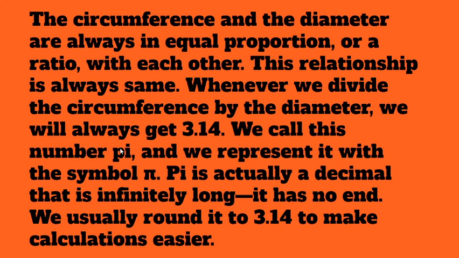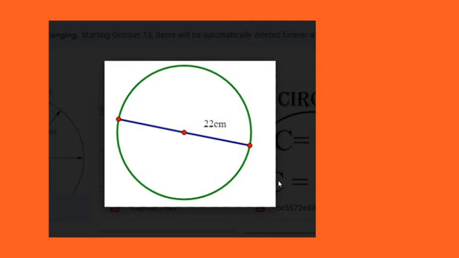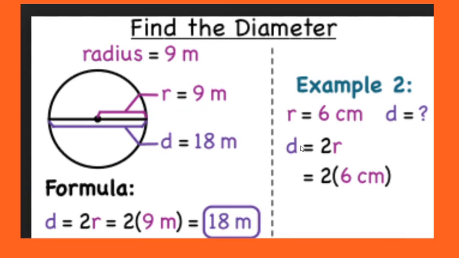We will call this number pi, and we will represent it with the symbol pi. Right here, you can see the symbol. Pi is actually a decimal that is infinitely long. It has no end. We usually round it to 3.14 to make calculations easier. So here we have the diameter, and it's related to the circumference in a very, very special way.